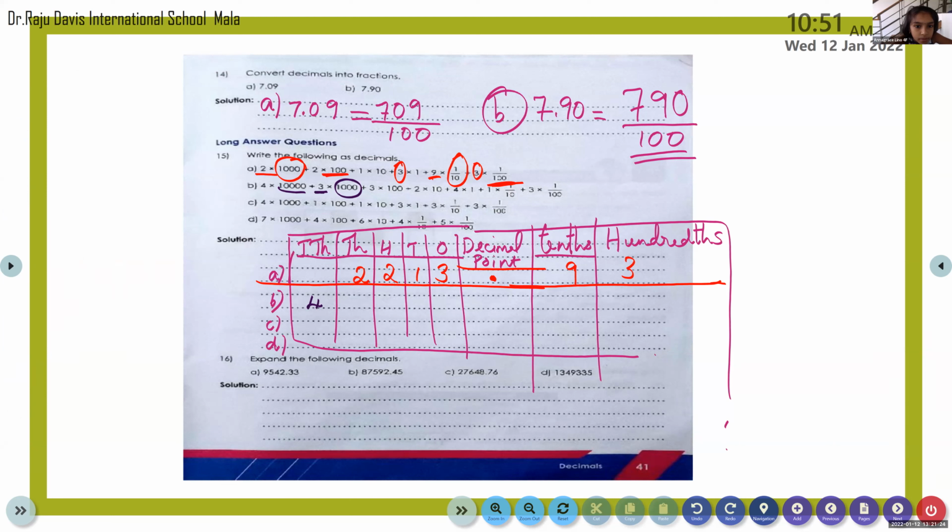In thousands column, which is the number? 3. And in 100 place also we have 3. And tens place 2. Ones place 4. After that, what will we do? Place the decimal point. Then in 1 by 10, it is multiplied by which number? 1. So we will write tenth place is 1. And 1 by 100, which is that number? 3. Okay.